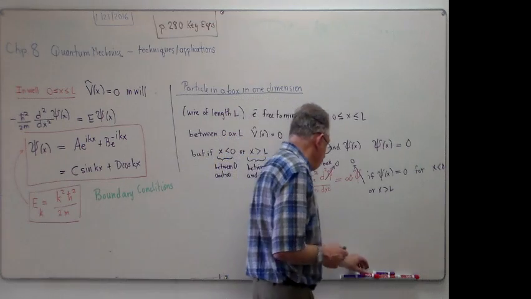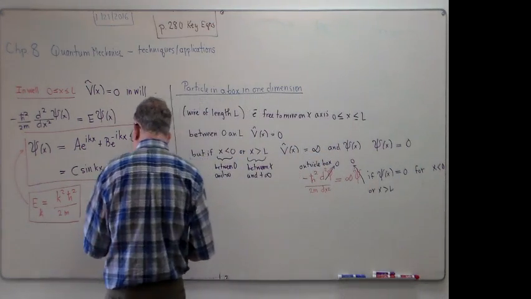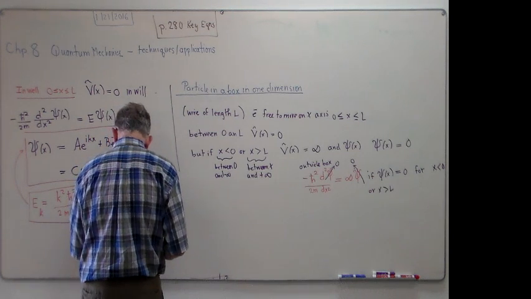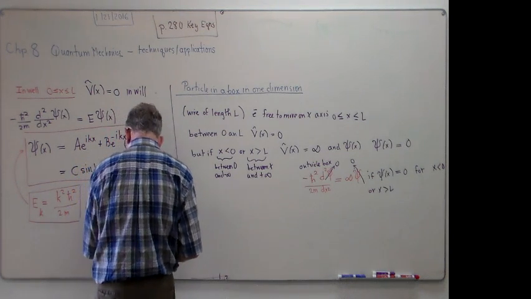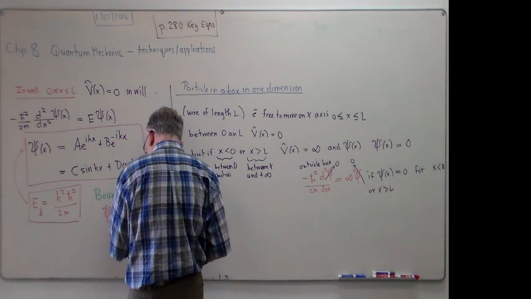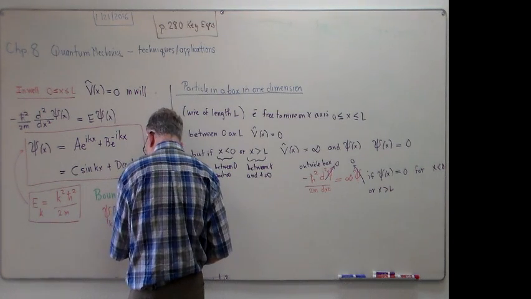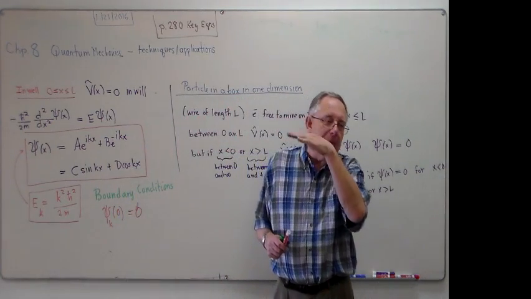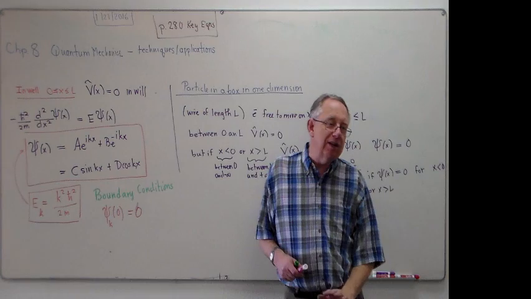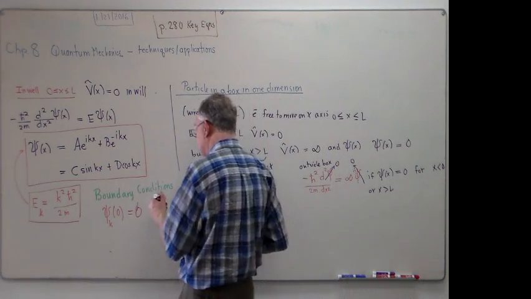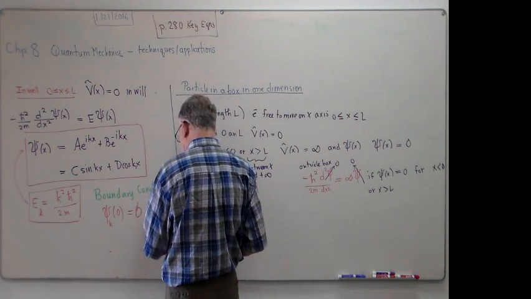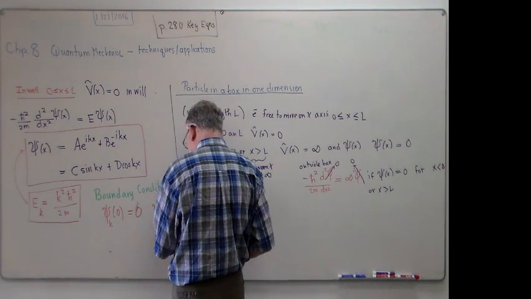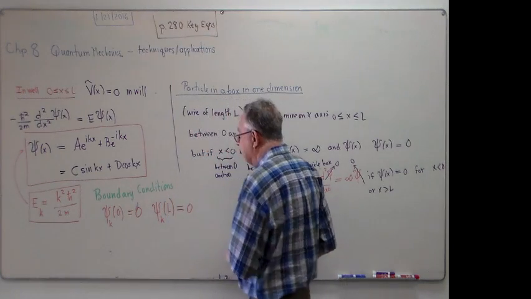What does that mean? It means that at k equals 0, the wave function has to go to 0. We're at the edge of the box. There's no probability of getting out. The wave function there has to have 0 magnitude. And we have to have psi of L is also 0.